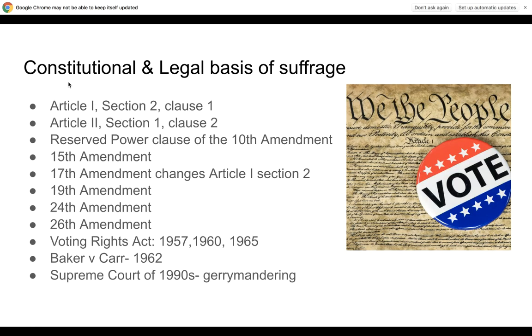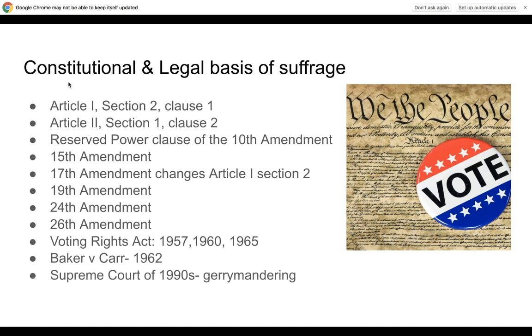So what is the constitutional and legal basis of suffrage? Like I said, you're not going to need to memorize every clause of the Constitution, but there are a few really important things you want to keep in mind. So first we have Article 1, Section 2, Clause 1. That requires each state to allow those qualified to vote for their own legislatures to qualify as well to vote for the House. And you'll see something about that in a second.